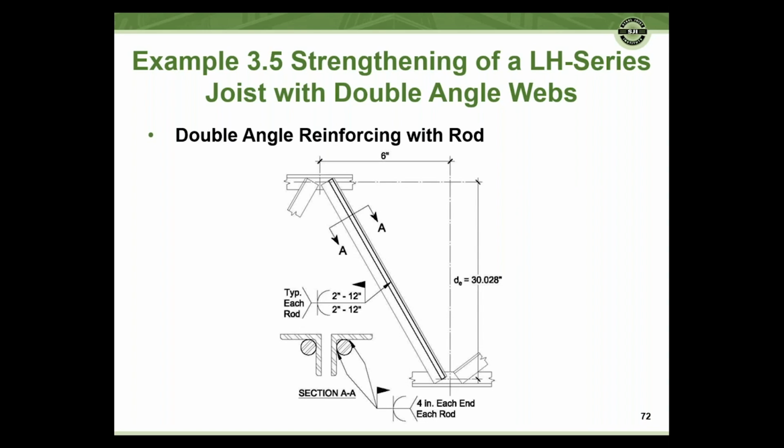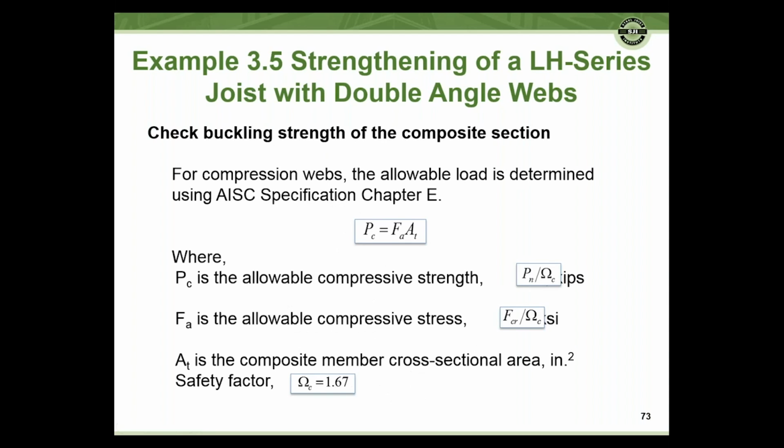Now, this is what our strengthening is going to look like. We have a sketch here showing the strengthening, what we want to do. It shows the geometry of our member. In this case, the geometry of this web was horizontal, 6 inches horizontally, and our effective depth is 30.028 inches, from the centroid of the top chord to the centroid of the bottom chord. So we're going to use that information to check our member.